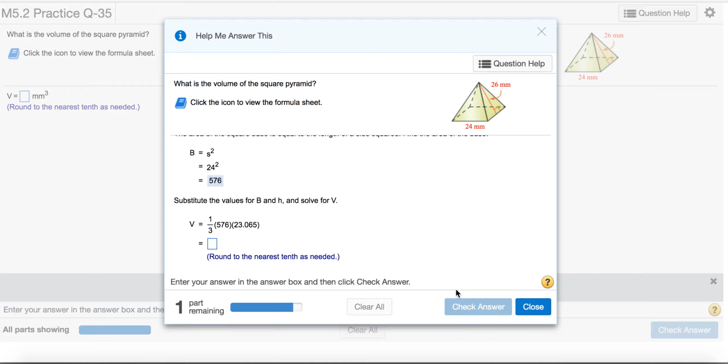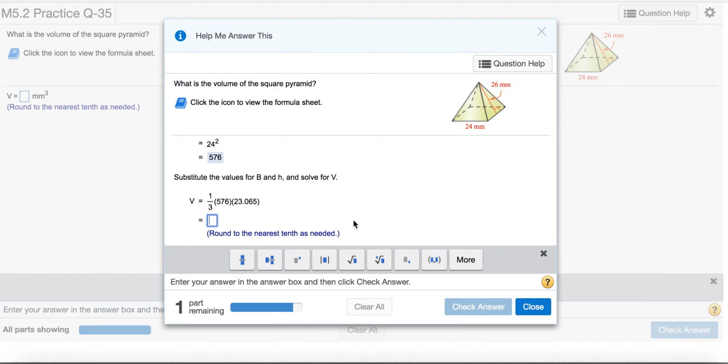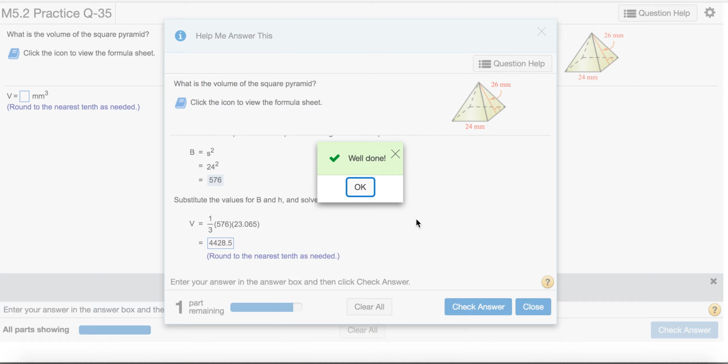Now we're ready to plug in our numbers. So in your calculator, you're going to want to do this: 1/3 times 576 times 23.065. And when you do that, you should get 4,428.48, but they tell us to round to the nearest tenth, which would be 4,428.5.